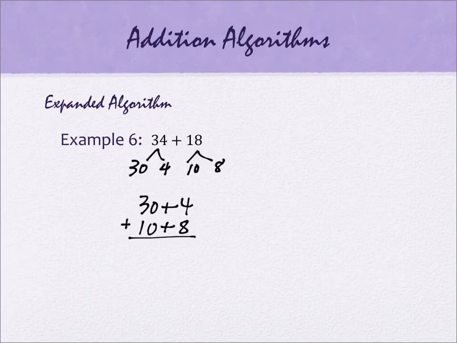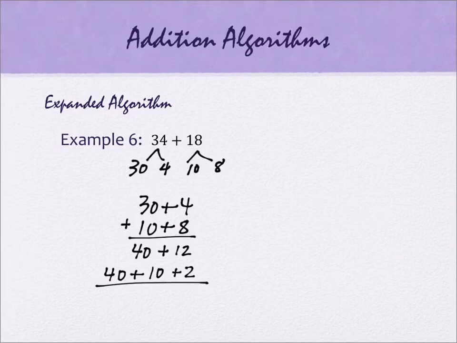30 plus 10 would be 40. And then 4 plus 8 would be 12. And then what you really do is you break the number 12 down just the same way as before. So here's my 40. The number 12 is 10 plus 2. And then you're able to combine the 10 and the 40 to make 50 plus 2 and to make 52.